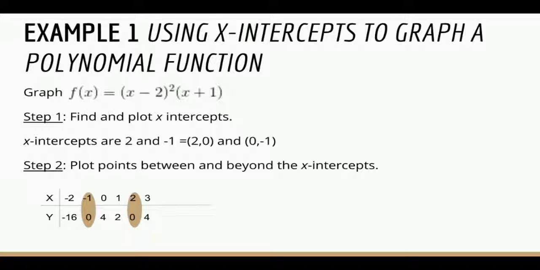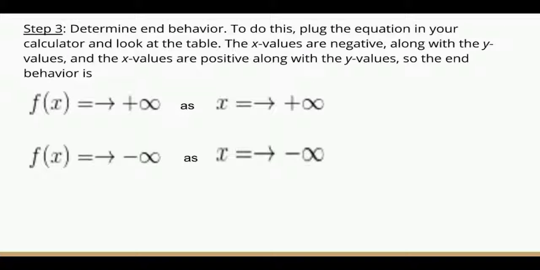Step 2, plot points between and beyond the x-intercepts. You can also plug this equation into your calculator and set up a table, and you'll get this table. And I circled the x-intercepts. Step 3, determine the end behavior. To do this, plug the equation in your calculator and look at the table. The x values are negative along with the y values, and the x values are positive along with the y values. So the end behavior is f(x) goes to negative infinity as x goes to negative infinity, and f(x) goes to positive infinity as x goes to positive infinity.